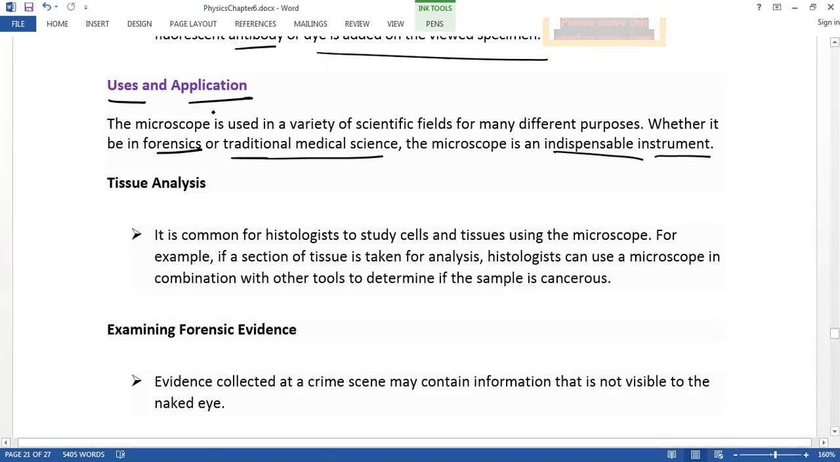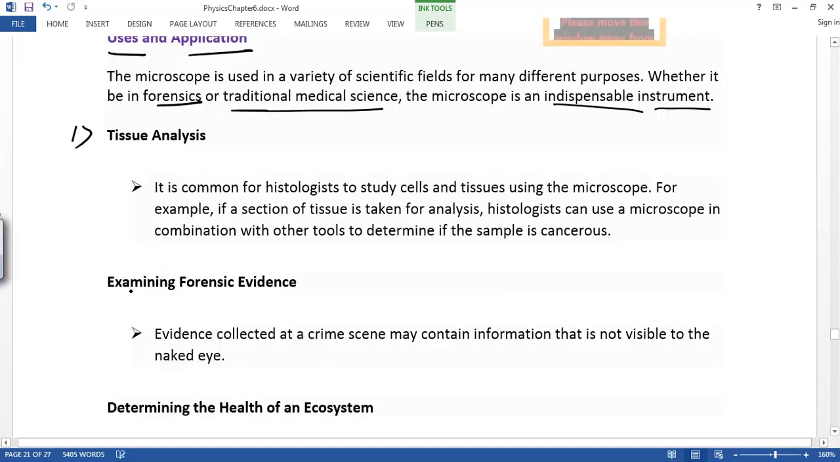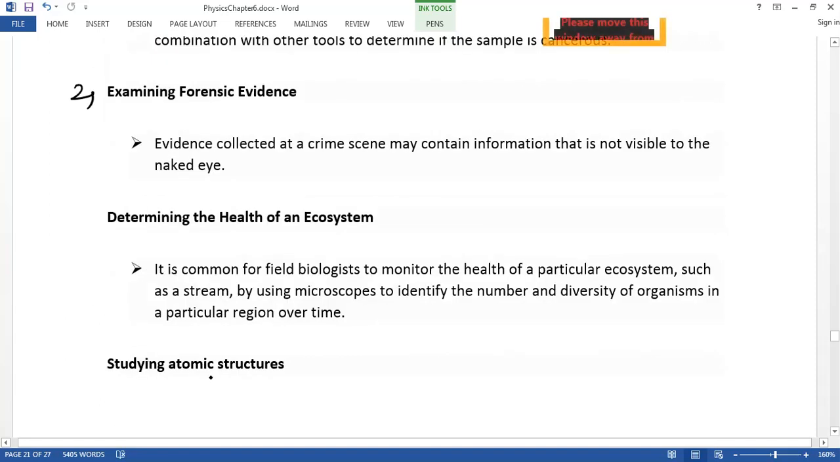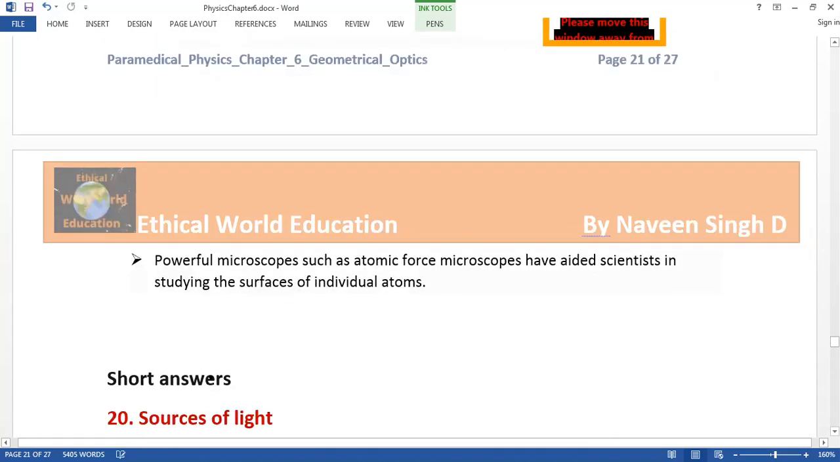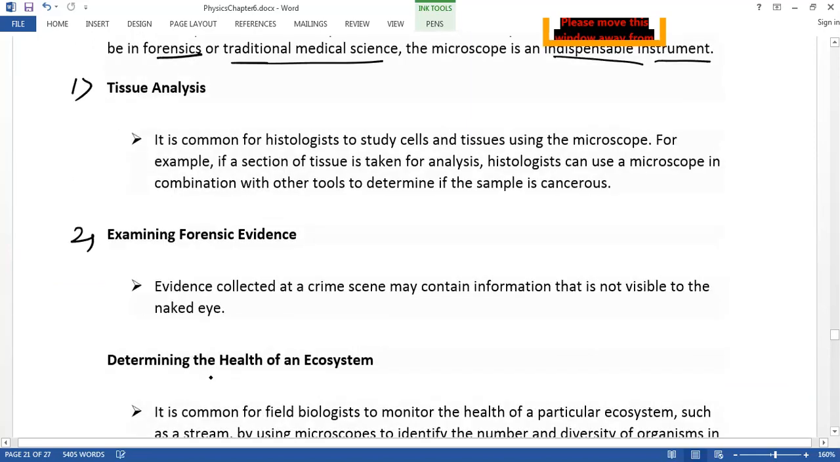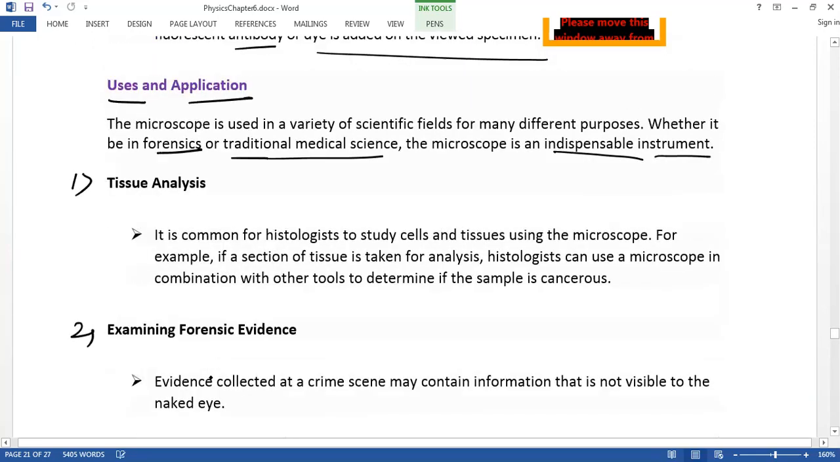That is applications. It is used in tissue analysis and forensic evidence, to determine the health of the ecosystem, and for studying the atomic structure. So these are some of the applications of the microscope. Let us study them one by one in detail.